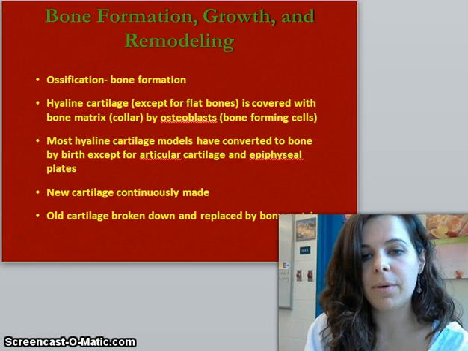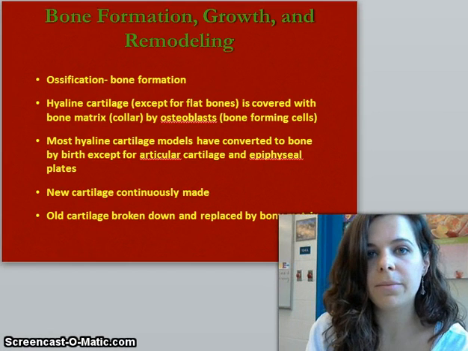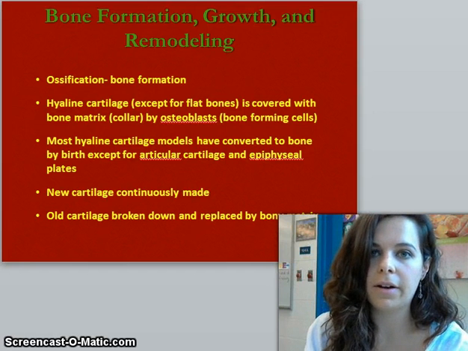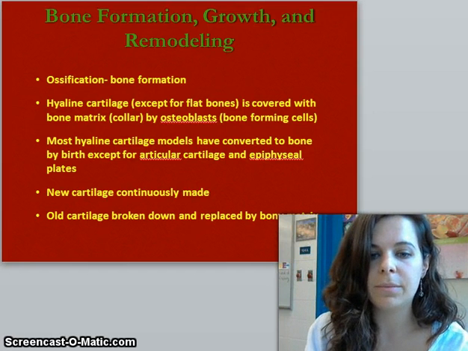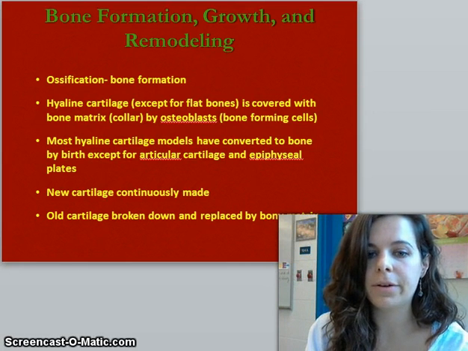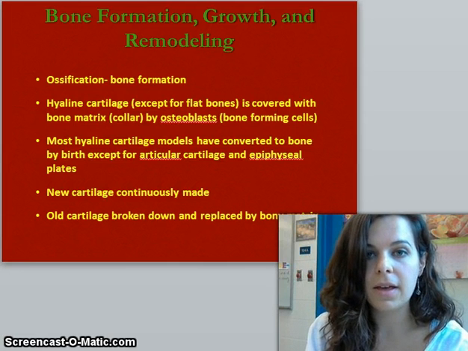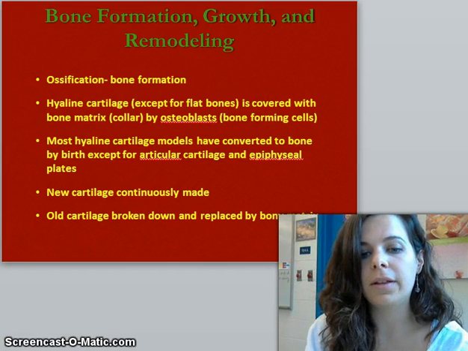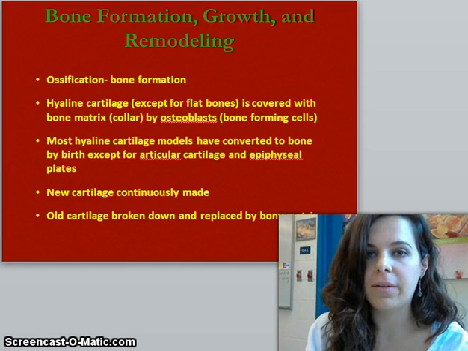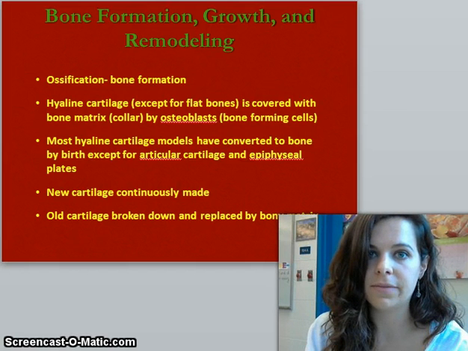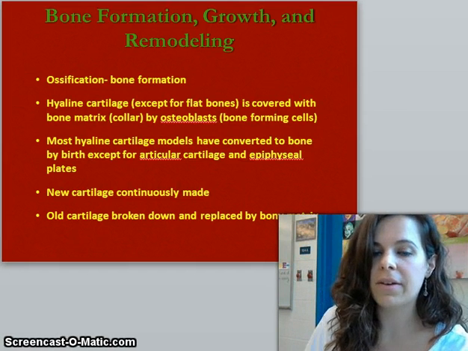And by the time you're born, most hyaline cartilage has been converted to bone, except for the articular cartilage on your joints and the epiphyseal plates, where your bone is going to grow. And then as you're growing, you're continuously making new cartilage, and that old cartilage is being broken down and replaced by bone. So it's ossifying until your adolescence and you stop growing, and then you just have an epiphyseal line.